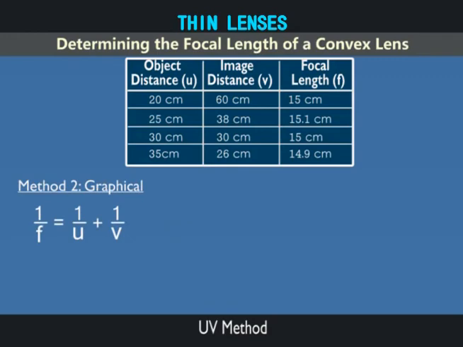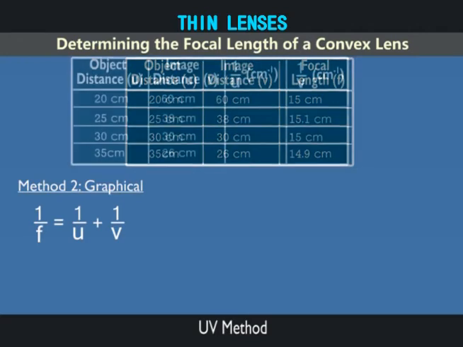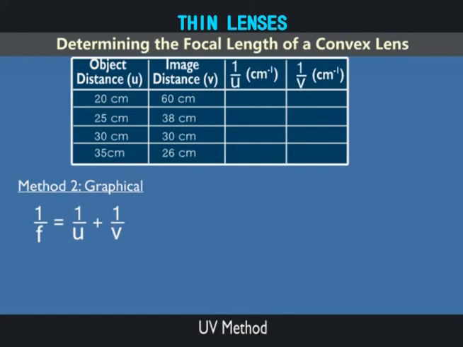In this method, instead of calculating the value of F, we find the values of 1 over U and 1 over V. So in the first row, 1 over U is 1 over 20, which is equal to 0.05. In the second row, 1 over U is 1 over 25, which is equal to 0.04. Suppose we obtain a table like this one.